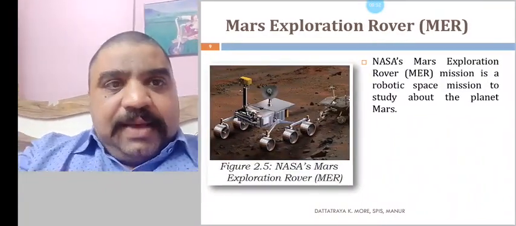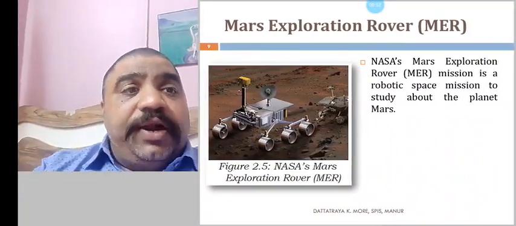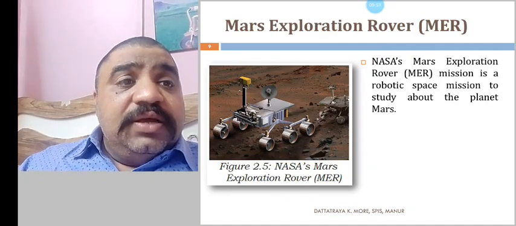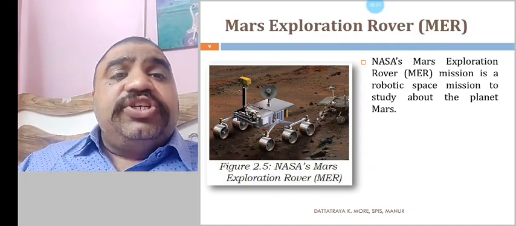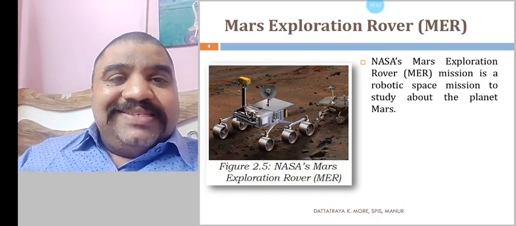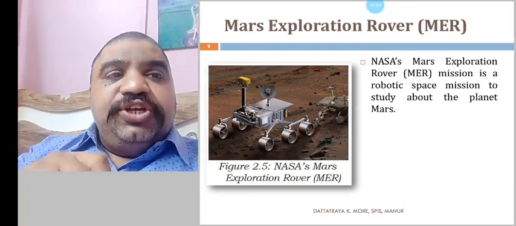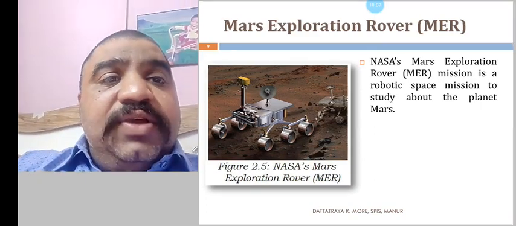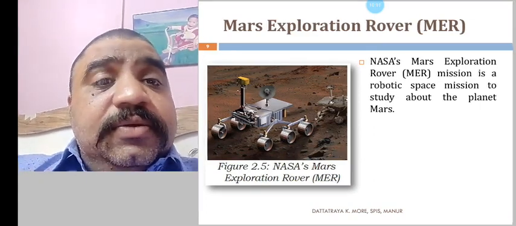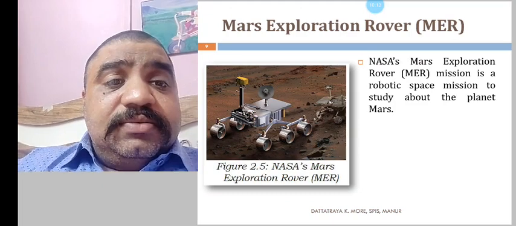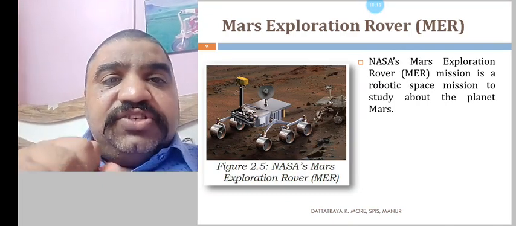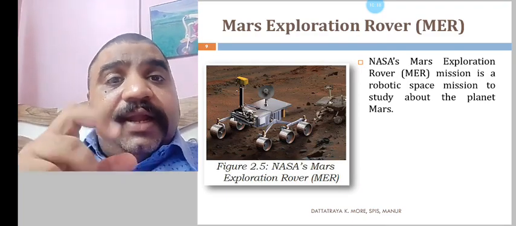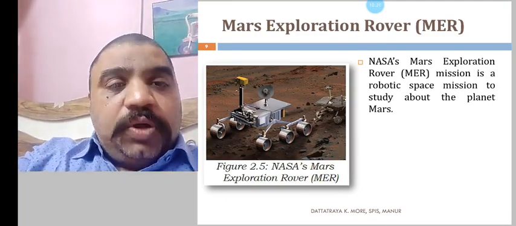Let us see some examples. Mars Exploration Rover, MER. NASA has developed this one. NASA's Mars Exploration Rover mission is a robotic space mission to study the planet Mars. You can see in the photograph that the rovers are there. These rovers are given some instructions, some algorithms, which have some AI techniques, AI programs.